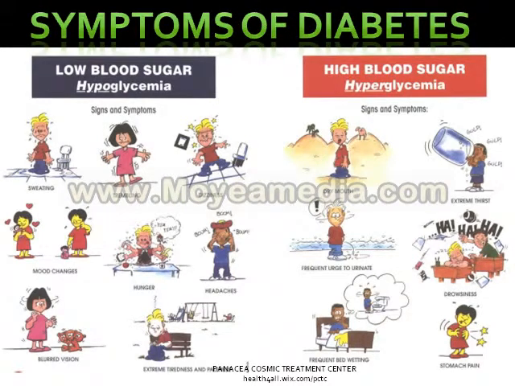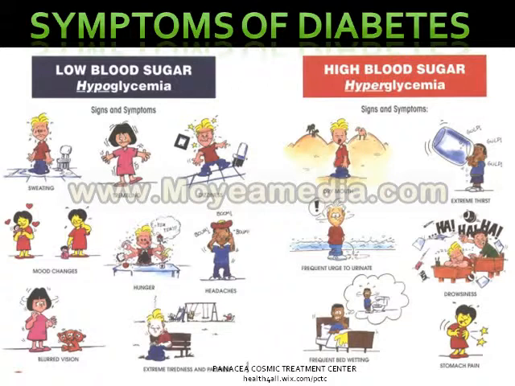We have two situations of sugar. The first one is hypoglycemia. It involves an abnormally diminished content of glucose in the blood. The term literally means low blood sugar. Its symptoms are sweating, trembling, dizziness, mood changes, hunger, headaches, blurred vision, extreme tiredness and paleness.